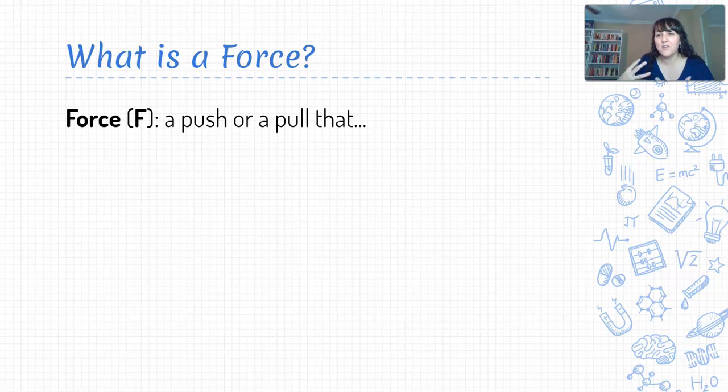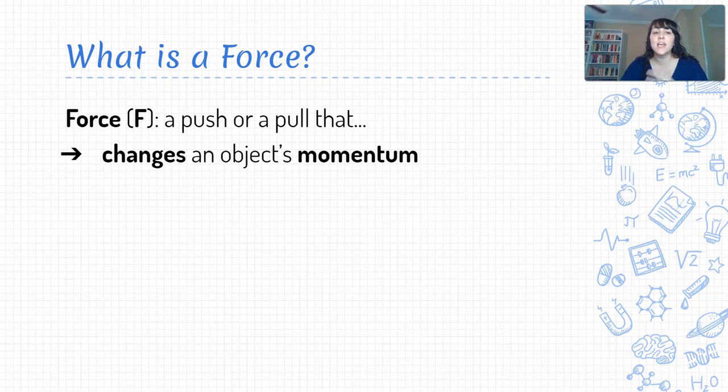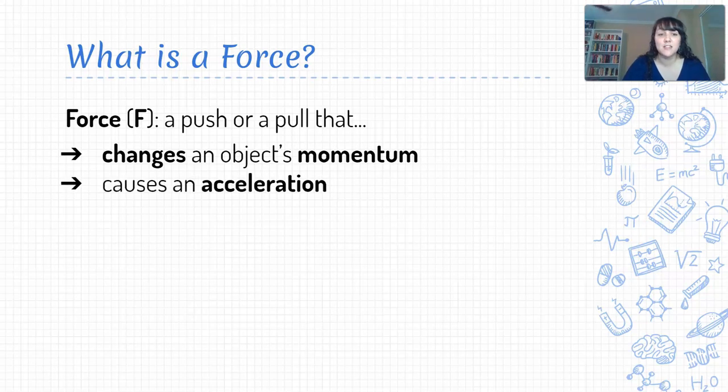So we all have a general sense of what a force is. We know that it's a push or a pull being exerted upon an object, but to really elevate that definition to something worthy of physics and academia, we have to specify that the push or pull will tend to try to change the object's momentum. That is what a force does: if you just have one force acting on an object, it's going to change the momentum of that object. And the way that it does that is by accelerating the object.